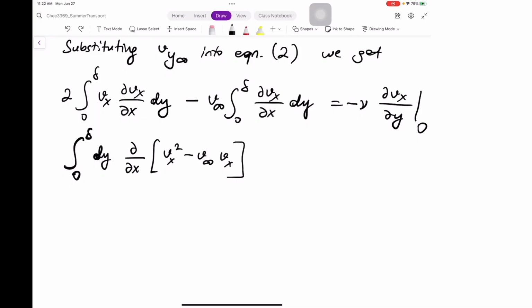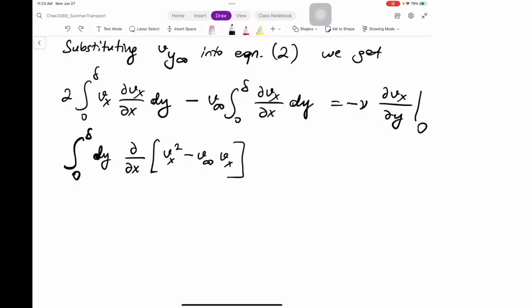Since the integral is with respect to y and the derivative is with respect to x, they are 2 different variables, independent or orthogonal variables. You can play with the position of the derivative. You can put it inside the integral or outside the integral, however you like. Okay. Good.